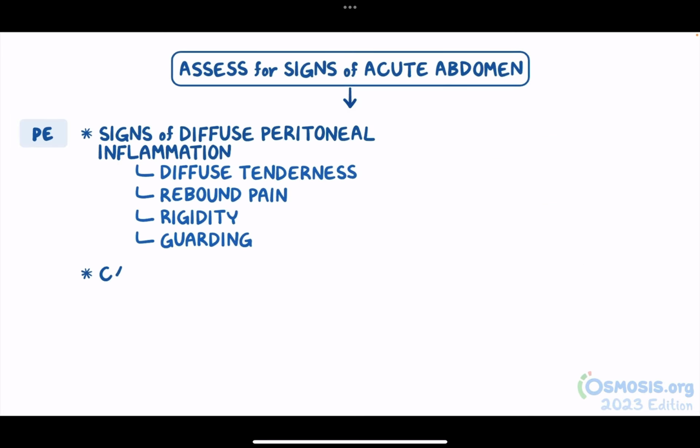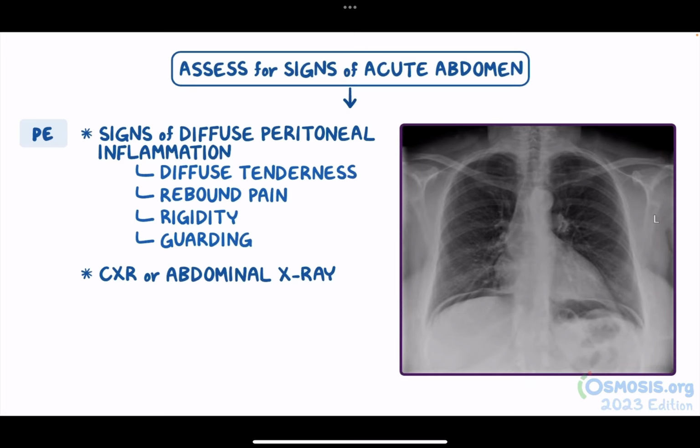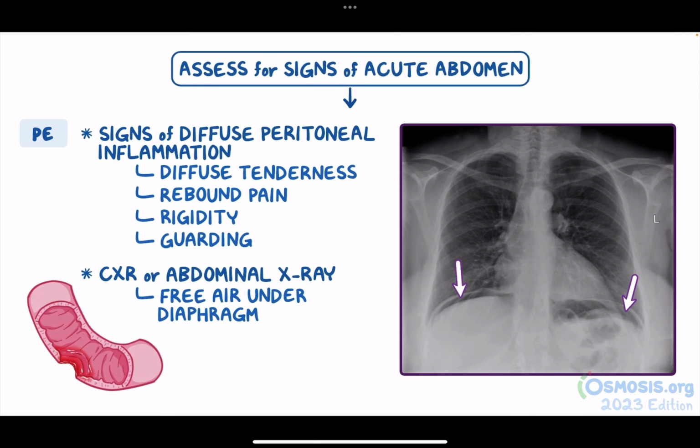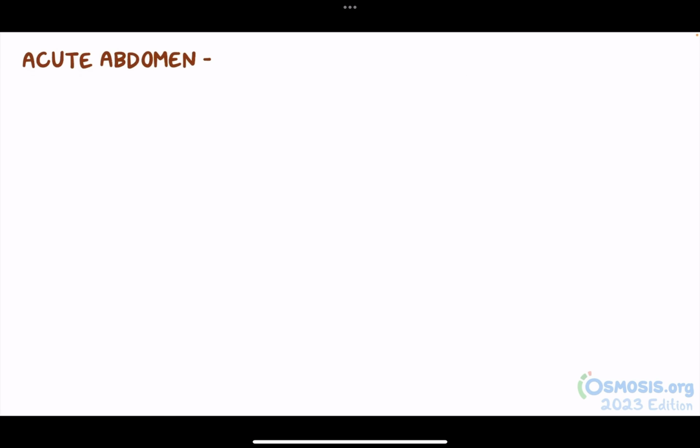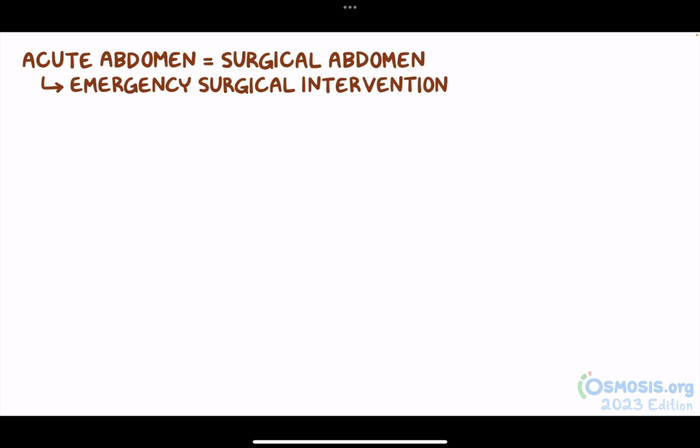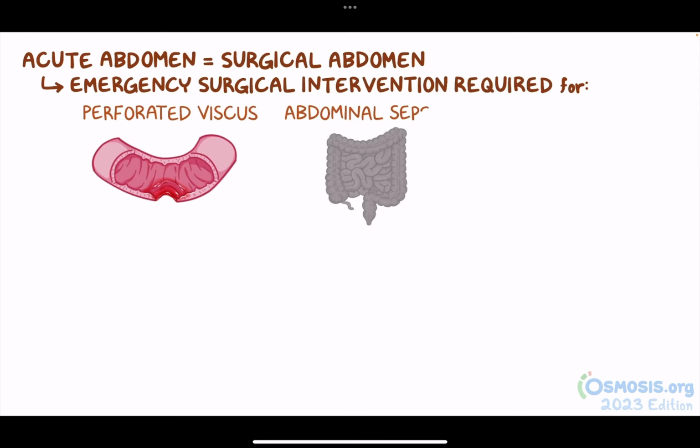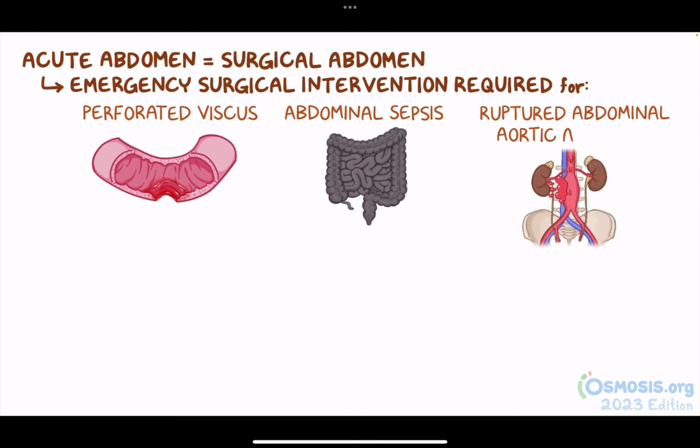Also, upright chest X-ray or abdominal X-ray series should be done to check for free air under the diaphragm, which suggests perforation of the viscera. Now, acute abdomen is also known as the surgical abdomen, since emergency surgical intervention is required for most causes, such as perforated viscus, abdominal sepsis, or ruptured abdominal aortic aneurysm.